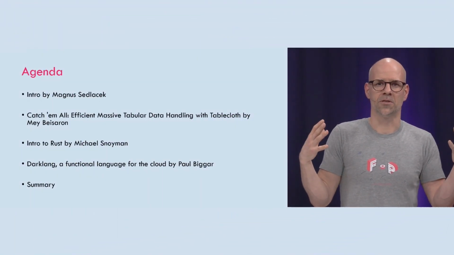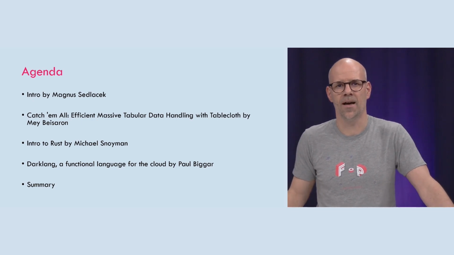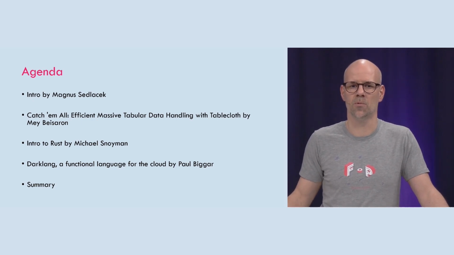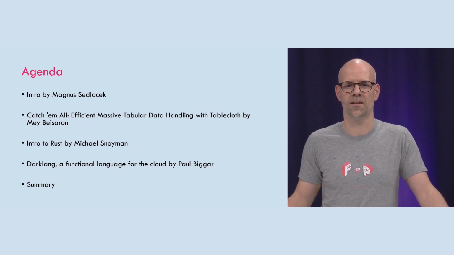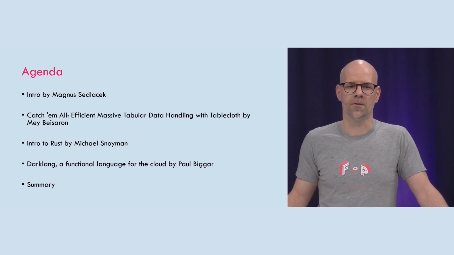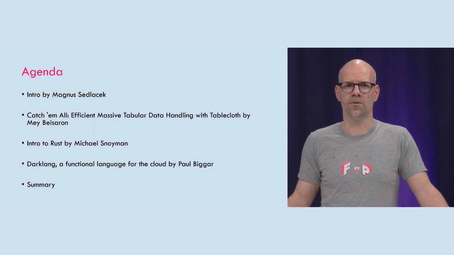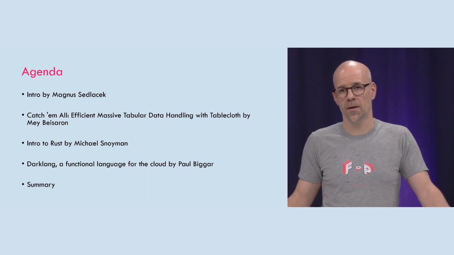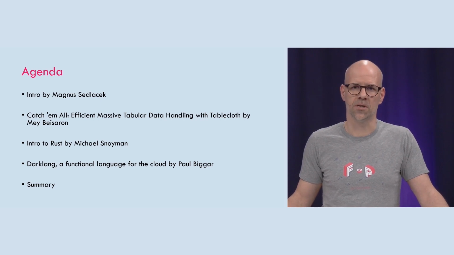First up, I'll do a short introduction by me, Magnus, and then we'll head over to Catch 'em All, Efficient Massive Tabular Data Handling with Tablecloth by Mey. After that, we go over to Rustland, an intro to Rust by Michael. And in the end, we'll head over to Darklang, a functional language for the cloud by Paul. And of course, as always, I'll do a short summary in the end.